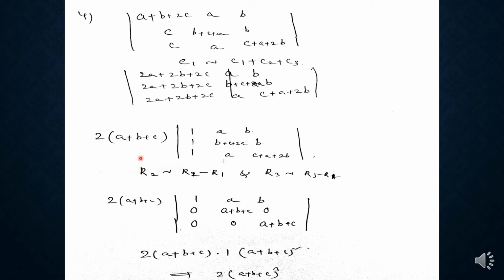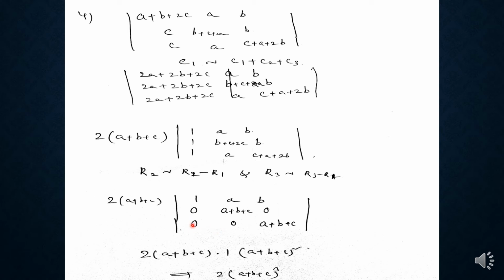So here we have 2 into a plus b plus c, 1 0 0 a b, a plus b plus c 0 0 0 a plus b plus c. So by using the Laplace expansion according to this first column, that is 1 into its cofactor, that is a plus b plus c into a plus b plus c whole square, minus 0 into something is 0, plus 0 into something is 0.